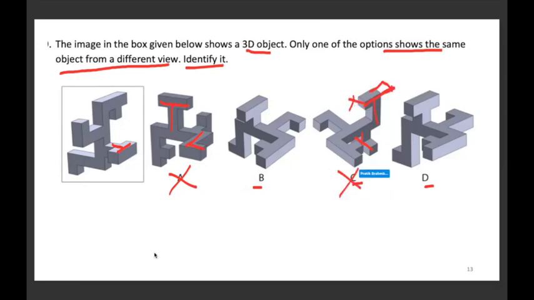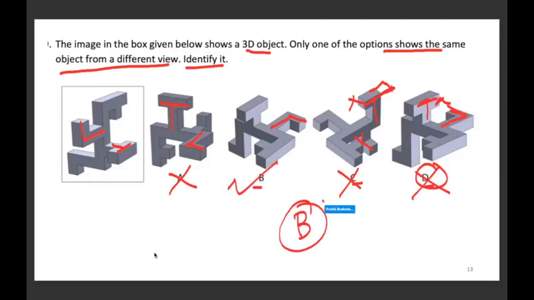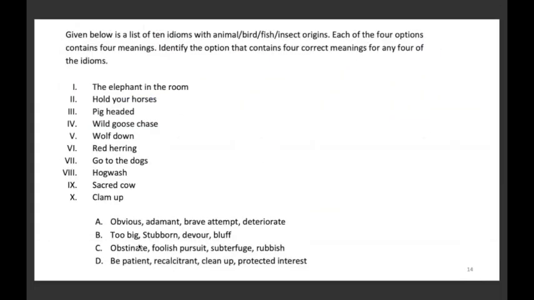So C is wrong. Between B and D, when you compare both of them, it's the same view, but one part is different, which is this part. If you observe, it actually looks away from the T and not towards the T. In D it is looking towards the T, which is formed here. So D is wrong and B is the correct answer here. Okay, we'll move to the next one.